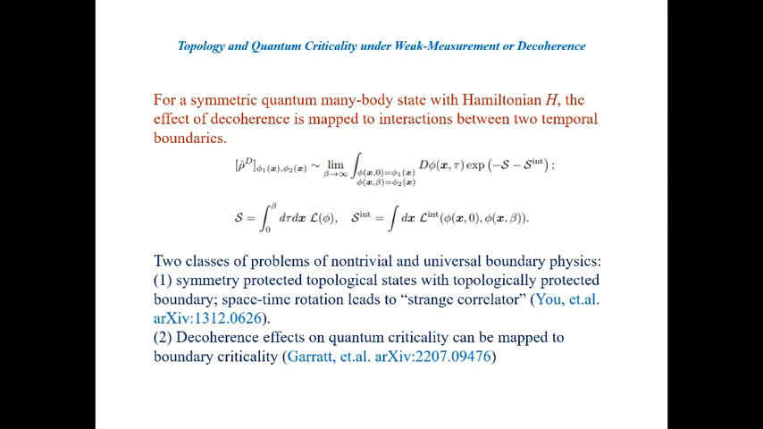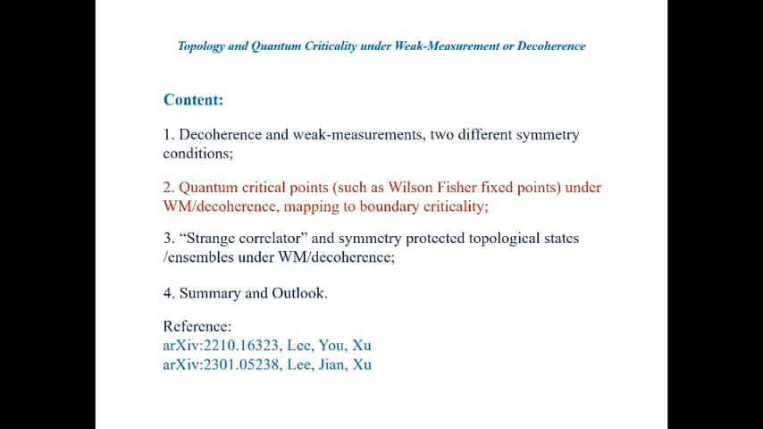But today in my talk, I will focus on 2+1 dimensional CFT. The reason I focus on 2+1 dimensions, for example the Wilson-Fisher fixed point, is that this is a subject which has surprisingly attracted a lot of attention recently. The boundary of a 3D classical or 2+1D quantum critical point has attracted a lot of attention recently. I will explain why that's the case. I will first try to study the decoherence effect on the Wilson-Fisher fixed point.